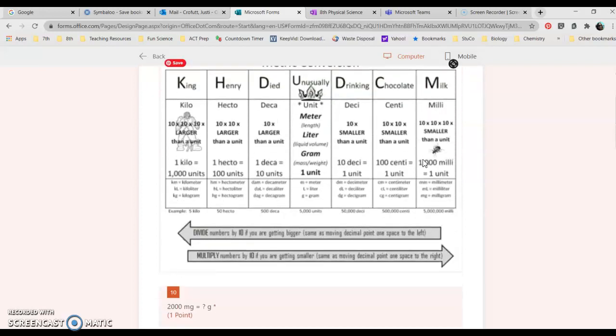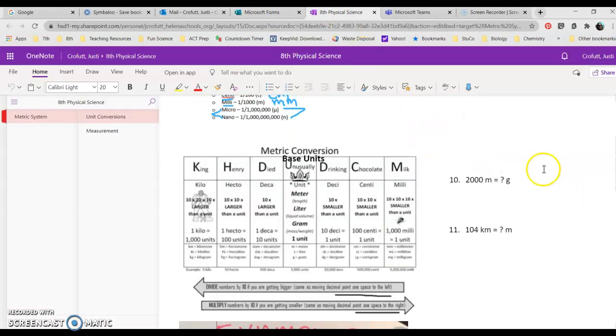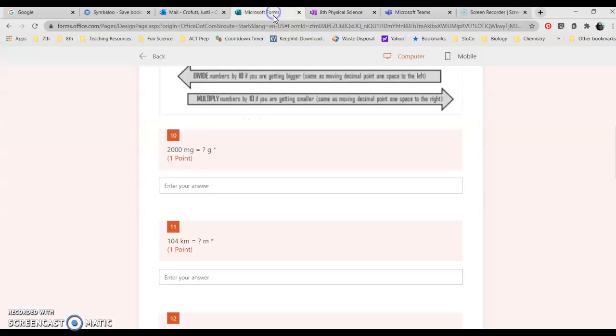We're going to do two questions for you right now, number 10 and number 11. I'm going to do these in my OneNote for you really quick. You don't have to do this in your OneNote. Number 10 is 2,000 meters is equal to how many grams? I would put my finger, or in this case, I'm going to use a highlighter so you can see it better. My given is meters, so I'm going to highlight meter. And my target unit, the unit I'm asked to find is, oh man, I made a typo on that one. Sorry, hold on. Milligrams to grams, sorry.